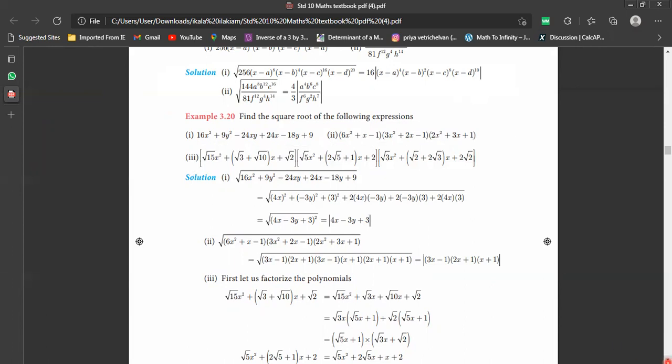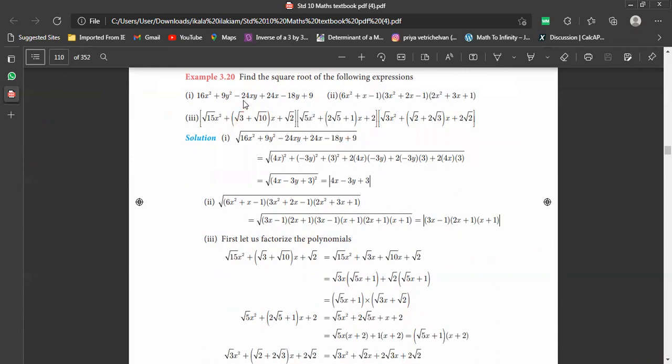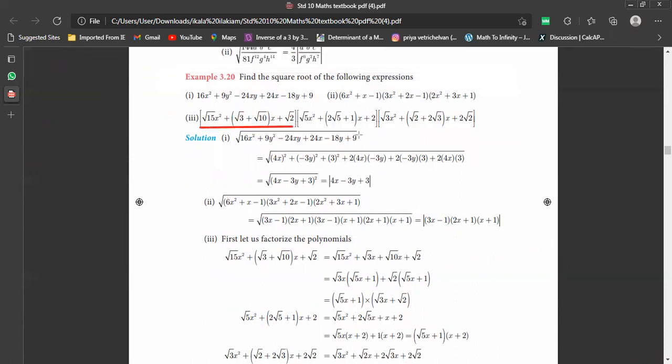So here, you do have 3 parts. Okay, let me mark it with a different color. The red one, blue, black one and the green one. So there are 3 parts. Let's do this one by one. Okay, so let's solve the first one, the red one.